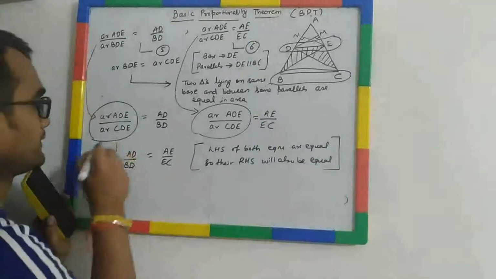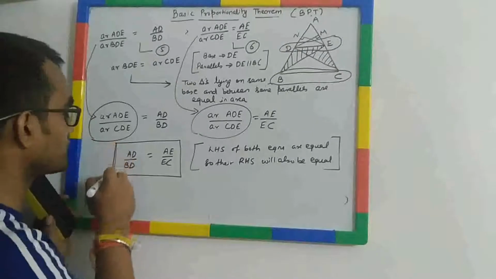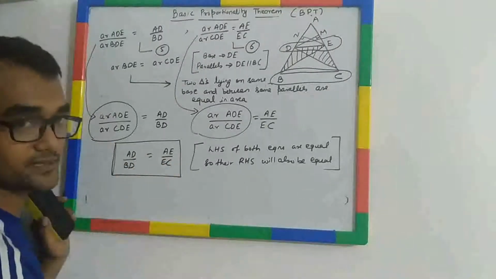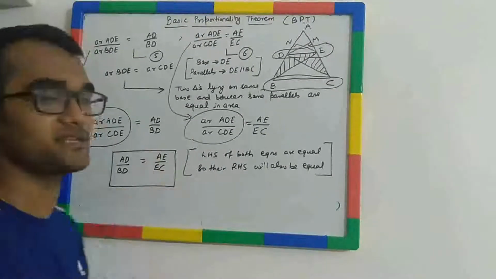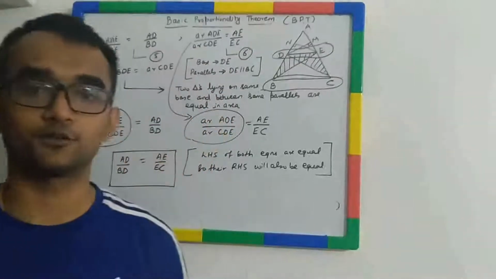Friends, at the start of the derivation I stated that we have to prove that AD upon BD will be equal to AE upon EC. Thus, by proving AD upon BD equal to AE upon EC, I have stated and proved the basic proportionality theorem.